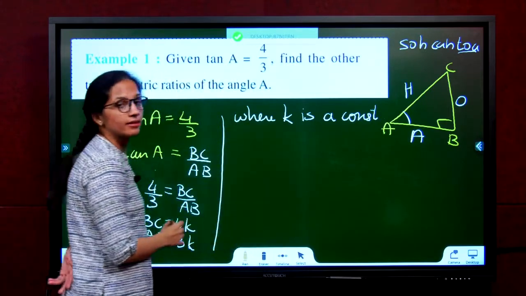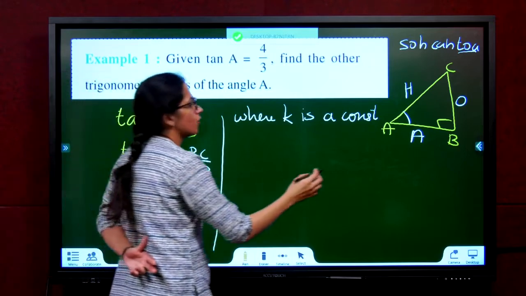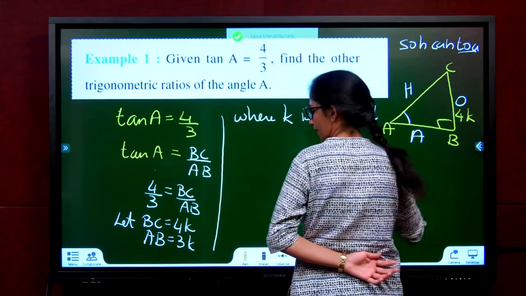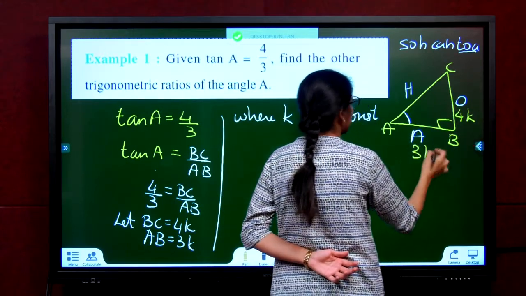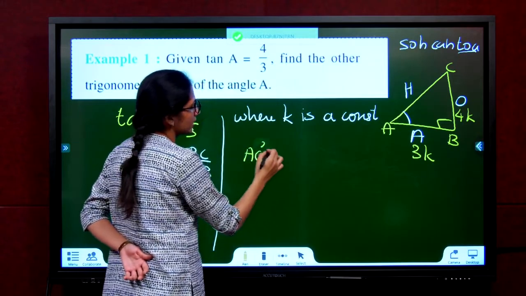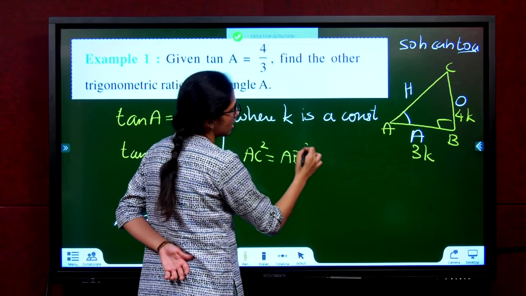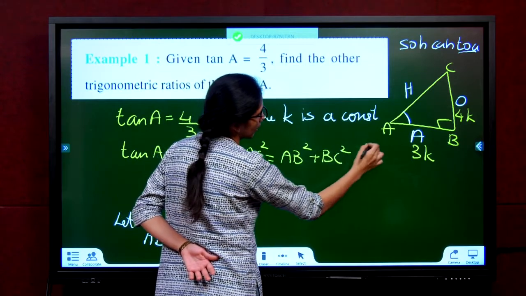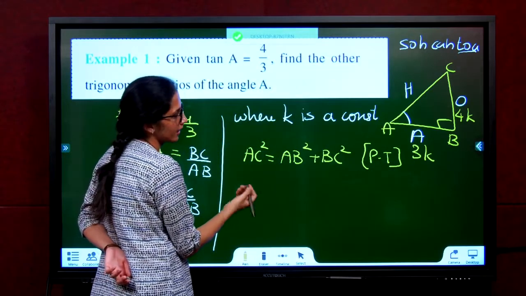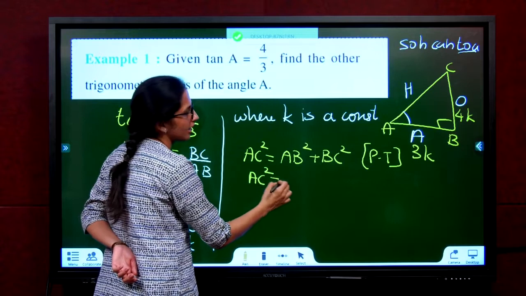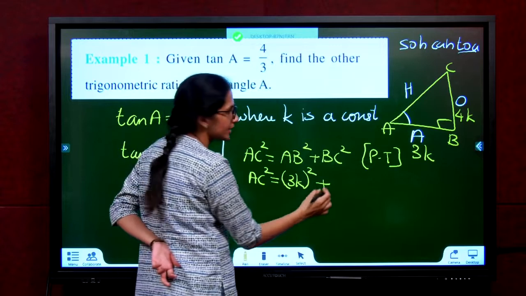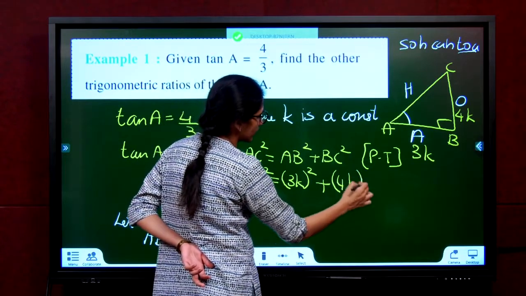Next. So now I know that BC is 4K. I know that AB is 3K. Can I find AC? Yes, I can. AC square is equal to AB square plus BC square. How? Pythagoras theorem. AC square is what we want to find. AB square, 3K the whole square, plus BC, 4K the whole square.